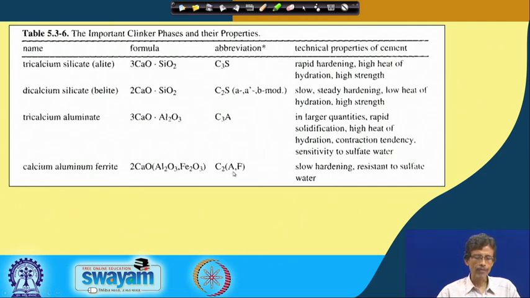Then you have C2AF, the dicalcium aluminoferrite, with alumina as Al2O3 and iron as Fe2O3. It is again slow hardening and resistant to sulphate water, so it will not react with the sulphate present in the water. So it is very useful compared to the C3A component for making this cement, but it is difficult to control all these things simultaneously, because it is a typical mixture and how to control that mixture is difficult. So we try to reduce the part which has more sulphate sensitivity than the other part.